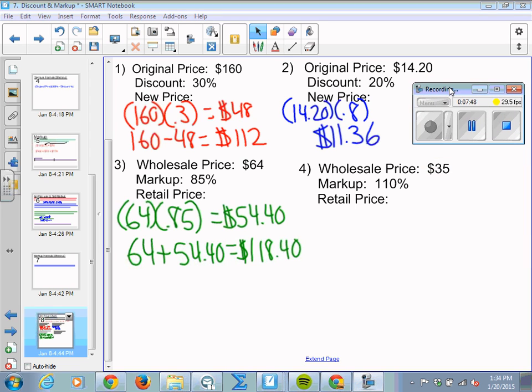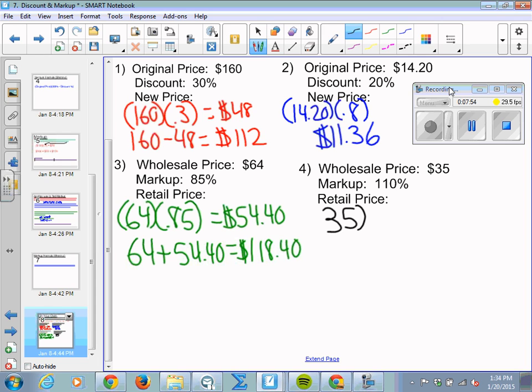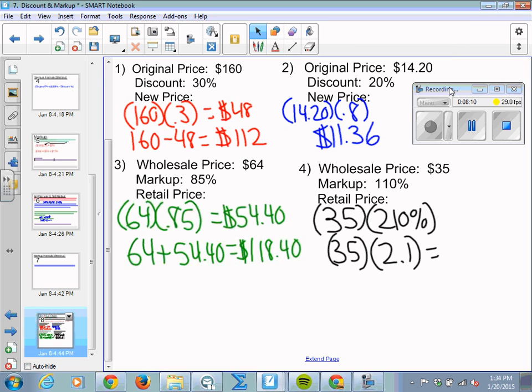Or I could add the percentages first. So on this one, my wholesale price is $35. If I mark it up 110%, I then am multiplying by 210%, which becomes 2 1/10, excuse me. I multiply those together, 35 times 2 1/10, and I have a retail price of $73.50.